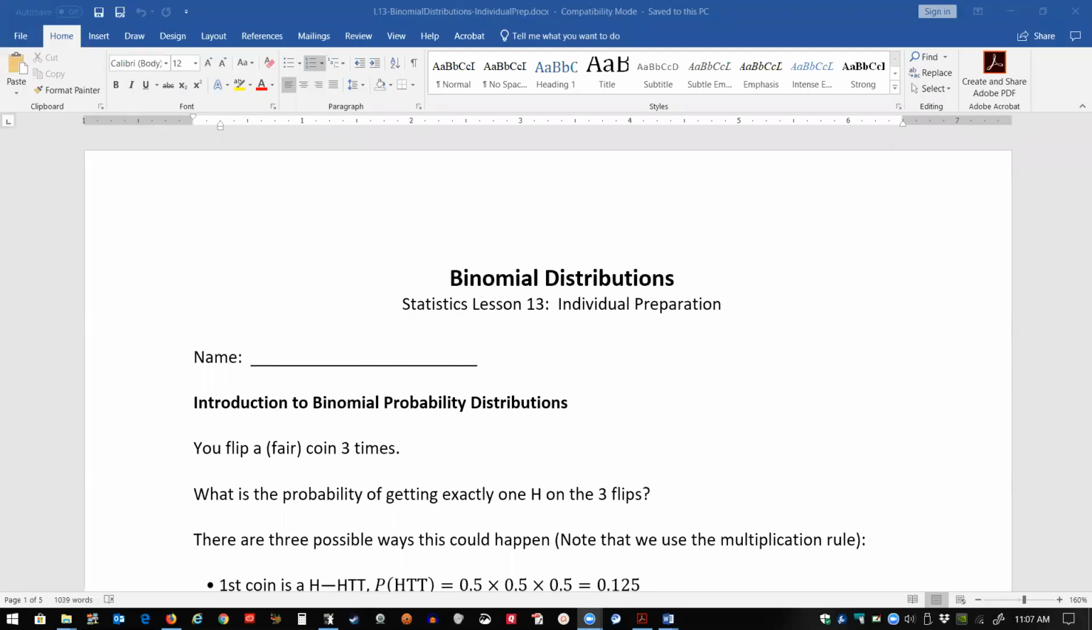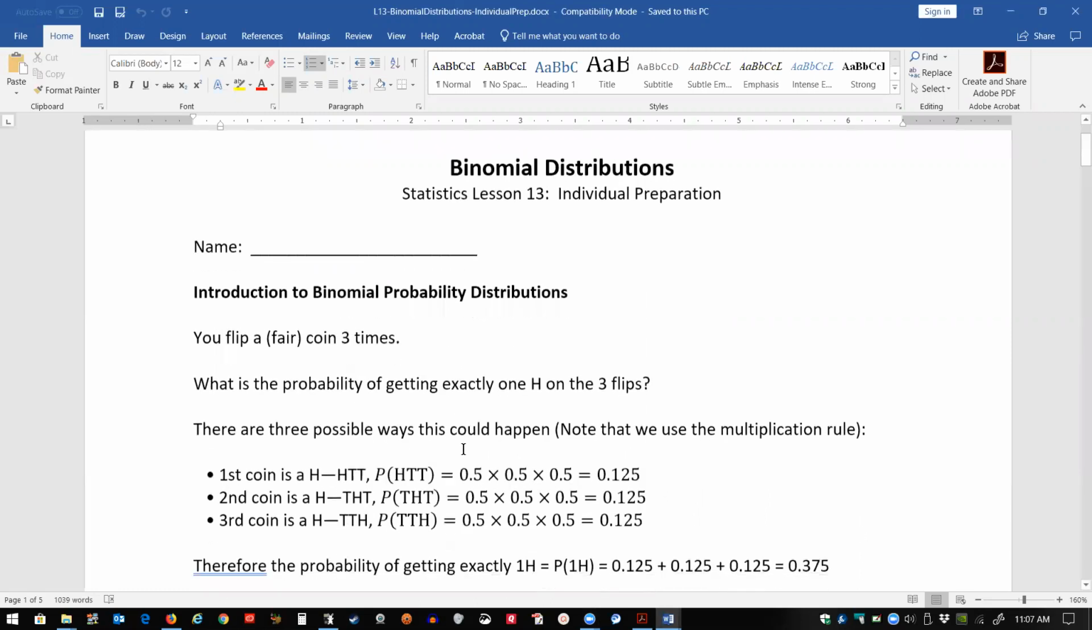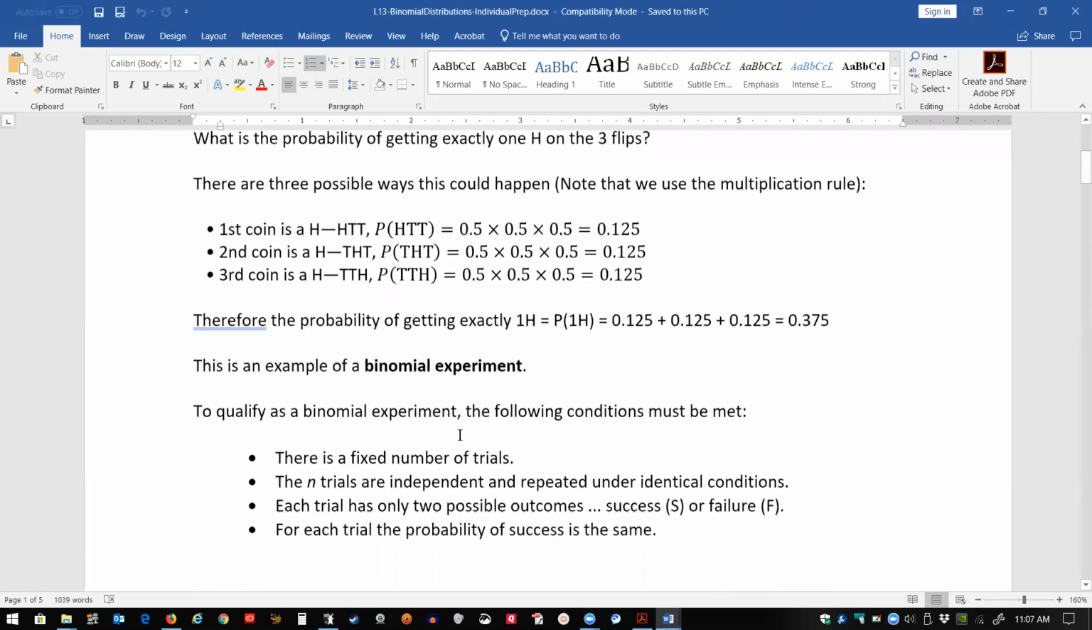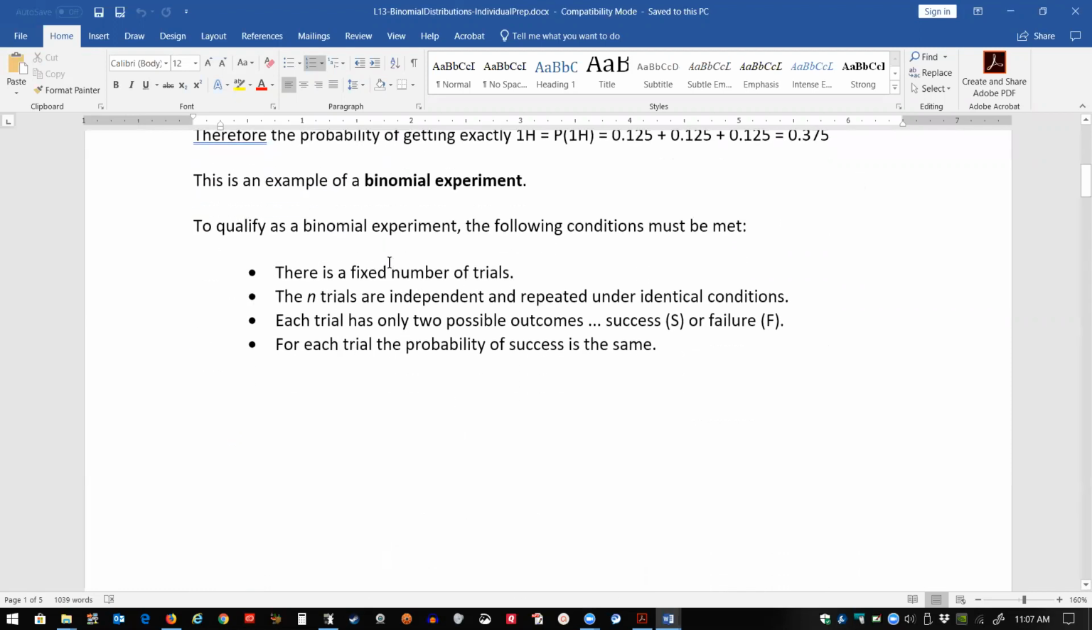Now we get to talk about a specific type of probability distribution. We're going to focus on binomial probability distributions with this lesson. So first, let's explain what this type of distribution is.